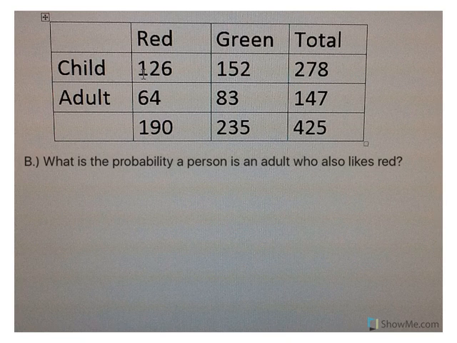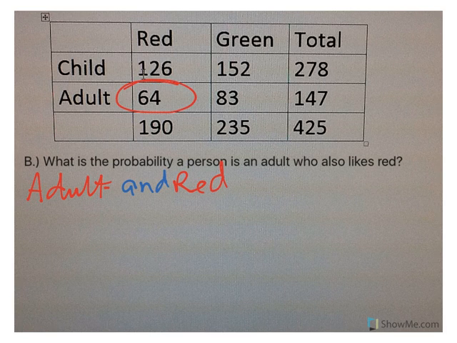Letter B. What is the probability a person is an adult who also likes red? So now we're talking about adult and, let me go ahead and just write that out, and red. Well, adult and red, that's right here. So you're looking for the overlap. Adult and red out of everybody, because it doesn't say given anything or if. No, what's the probability of just picking a person who happens to be adult and they like red.